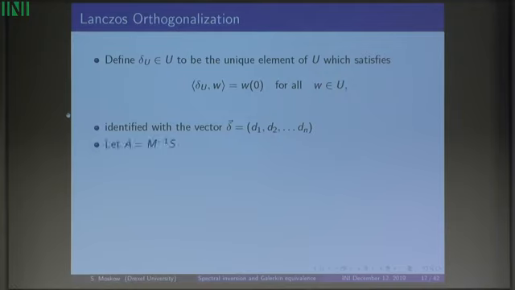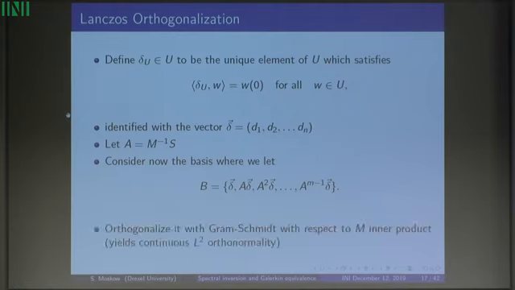And then I'm going to use as my operator M inverse S, because M and S both play a role. You'll note that A is not symmetric, but it's Hermitian with respect to the M inner product. Symmetric with respect to M if you put M into the inner product. And consider this basis consisting of powers of A, the Krylov subspaces, and do Gram-Schmidt on this basis.